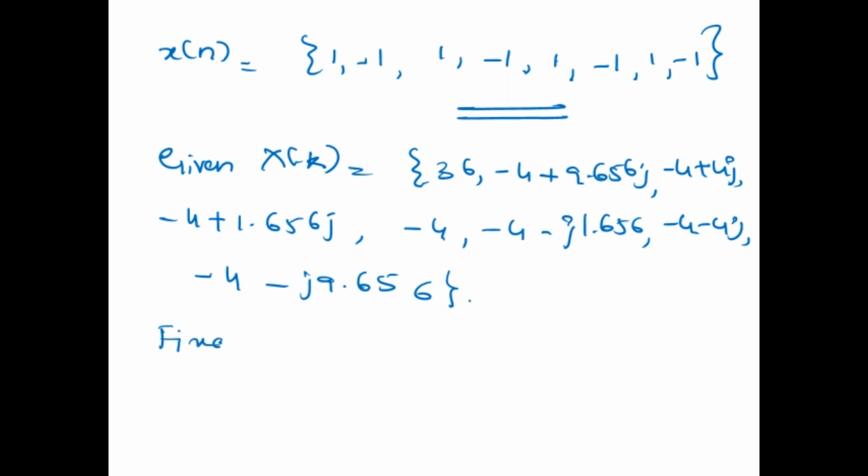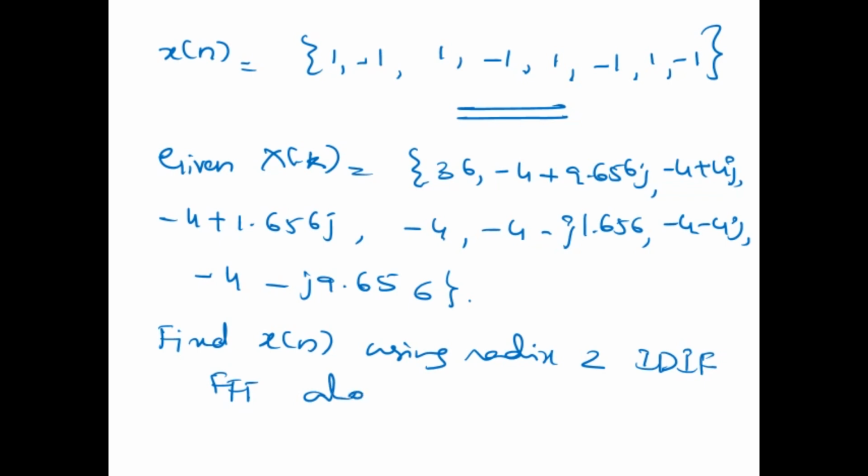Find x of n using radix 2 IDIF, that means inverse DIF FFT algorithm. That means we have to use DIT formula and we have to multiply the conjugate of twiddle factor, and at the end we have to multiply it by 1 by n. Let us draw the butterfly diagram for this. We have 3 stages.